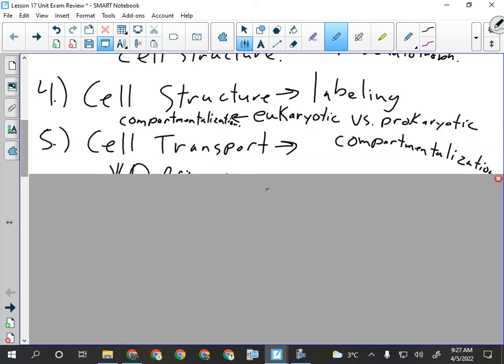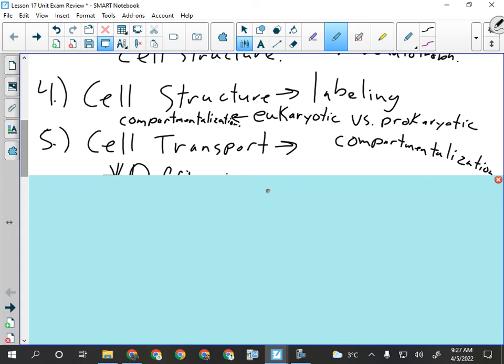Okay, cell transport. What are the big 3 cell transport processes you need to know? Diffusion, osmosis, active transport. Right? There will be written response questions on those. Plural. Okay?